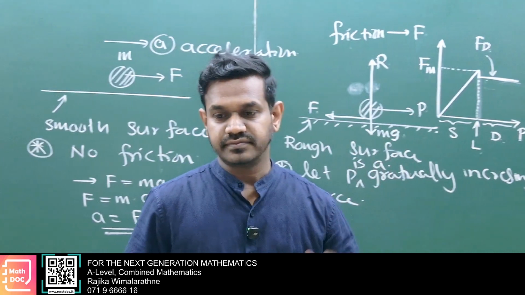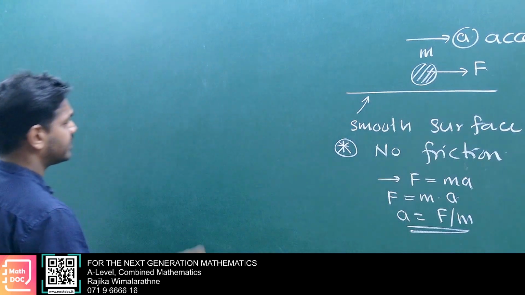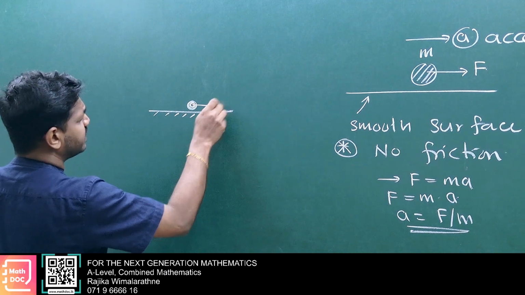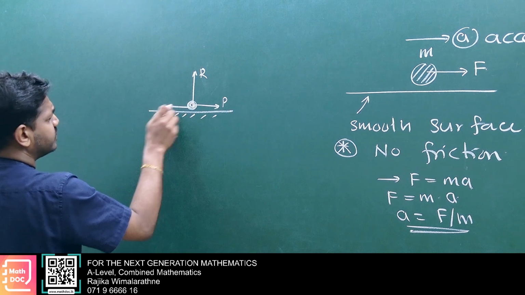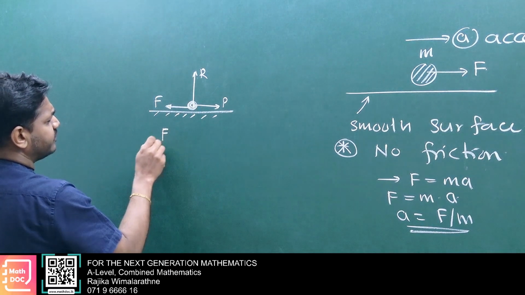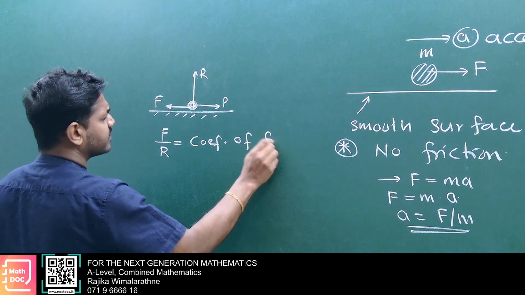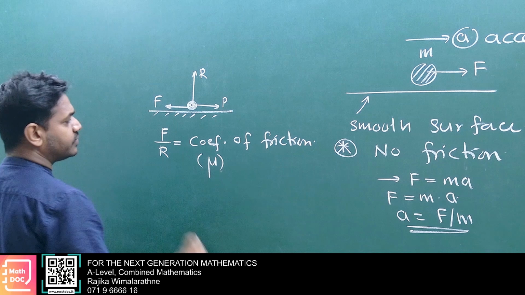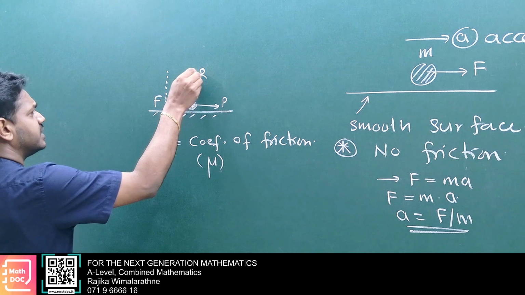Now see this one. Sketch with me. Here this is a rough surface, a force P given, here reaction R, then opposite to the motion there will be friction F. Then F divided by R is the coefficient of friction, usually denoted by mu.